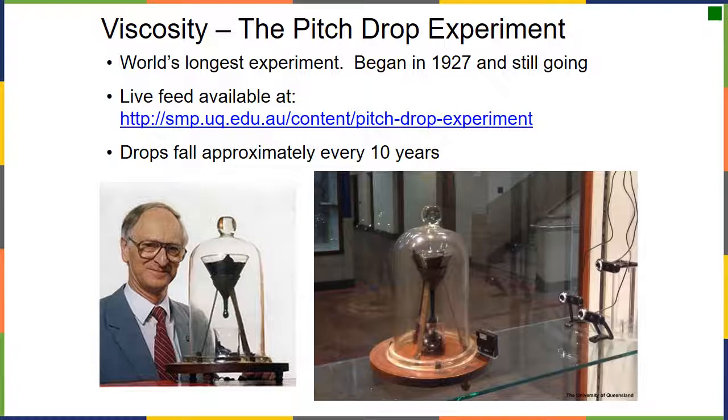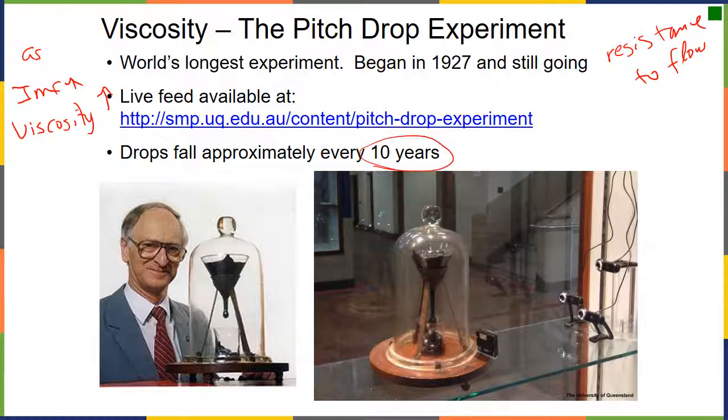All right, what about viscosity? Viscosity is resistance to flow. In order to flow, there has to be some ability of the molecules in the liquid to move. As the intermolecular forces go up, the viscosity, this resistance to flow, is also going to go up. There's actually a pitch experiment, and pitch is the sap out of trees, and one drop in this experiment falls about every 10 years because it is so viscous, meaning it sticks together so well that it has a really strong resistance to flow.